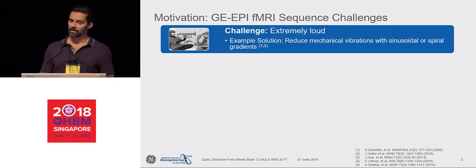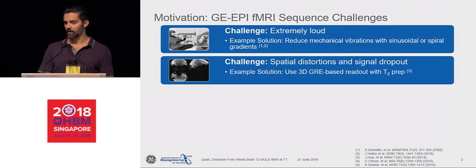However, they have long readouts, and so they suffer our second problem, which is spatial distortions and signal dropout, especially at 7 Tesla. Now, this is obviously a problem in your analysis, but you can solve this if you use a shorter acquisition like a GRE based with a T2 prep. However, it's going to be extremely loud, like our first problem.